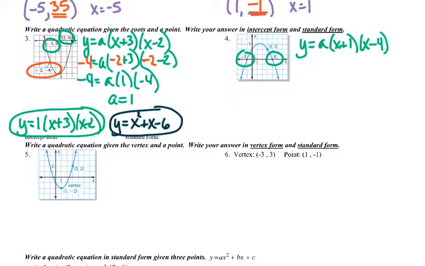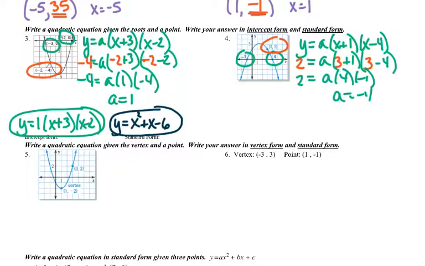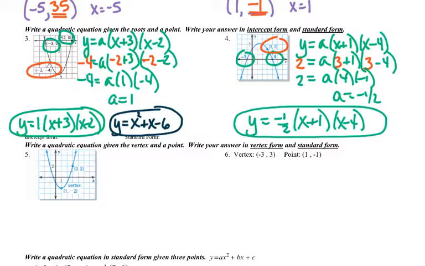I'm going to take the ordered pair of my point, 3, 2, substitute 2 for y and 3 for x, equals a, x plus 1, x minus 4, and then just solve this from here. So a times 4 times negative 1. If I solve that, a equals negative 1/2. And I'm just going to leave this one in intercept form: negative 1/2, x plus 1, x minus 4. No need to FOIL. Done and done. Intercept form.